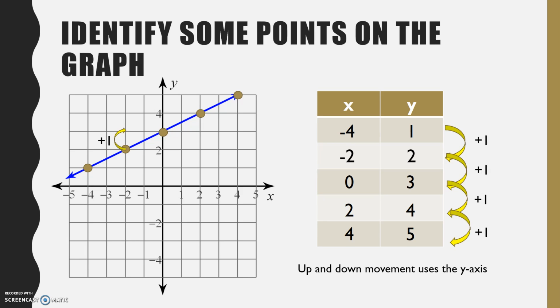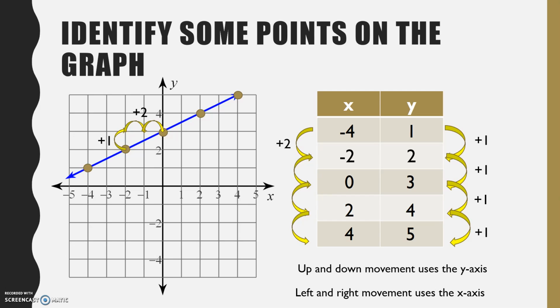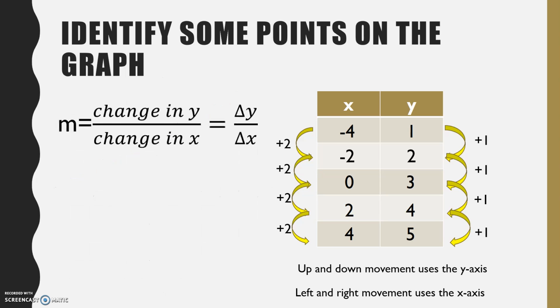And then if I look at my left to right movement or my runs, I see that I'm going over 2 spots. Well, if you look at your x values, they're also doing something like that. So if you look at the change in the table, it's going +2, +2, +2, +2. Well, remember, it's the change in y over the change in x. So the y values are changing by adding 1 every time, so I know that 1 is going to be at the top of my fraction. And the x values are changing by 2 every time, so that's going to be in the denominator of my fraction. So the slope of this is 1/2.